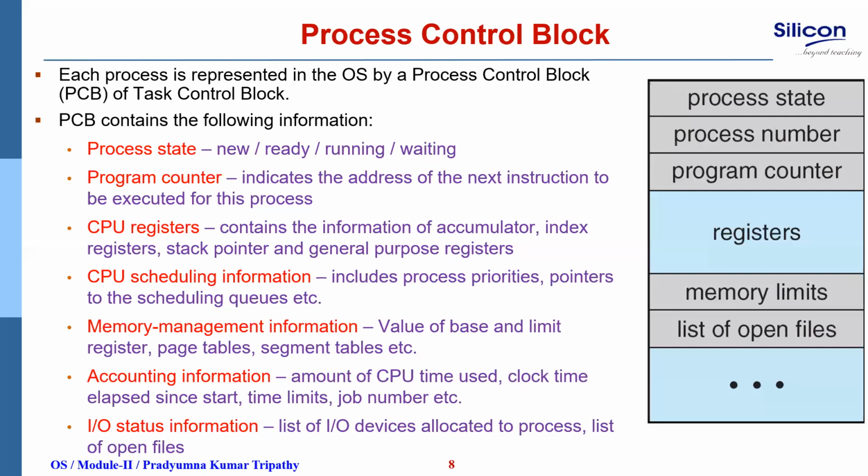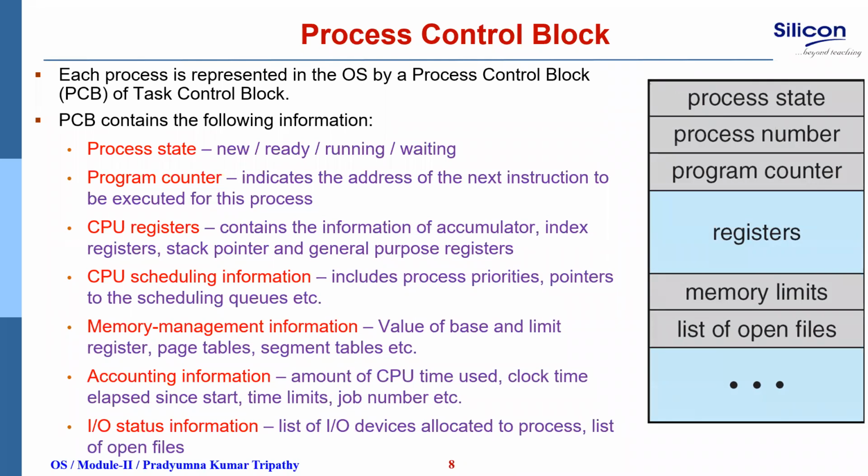Whenever a process is created, some information about the process is kept in a block. That block is known as the process control block, or PCB. This PCB is also known as the task control block, or TCB. This is for every process that you are executing. For every process, there is a process control block. So each process is represented in the operating system by a process control block.